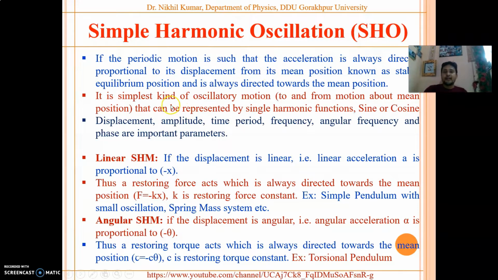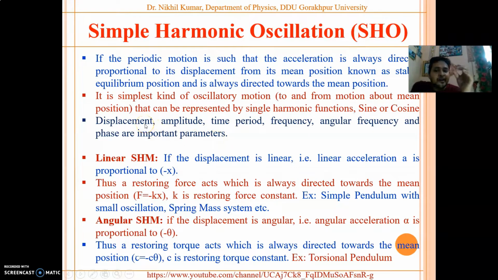It is also defined as the simplest kind of oscillatory motion, that is to and fro motion about mean position, that can be represented by single harmonic functions like sine or cosine. So the SHMs, simple harmonic motions, can be represented by sine or cosine functions. Those are known as harmonic functions as well. Displacement, amplitude, time period, frequency, angular frequency, and phase are some important parameters.